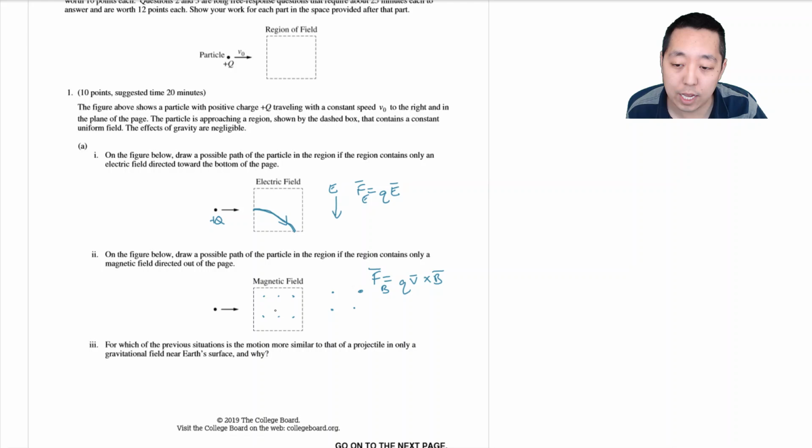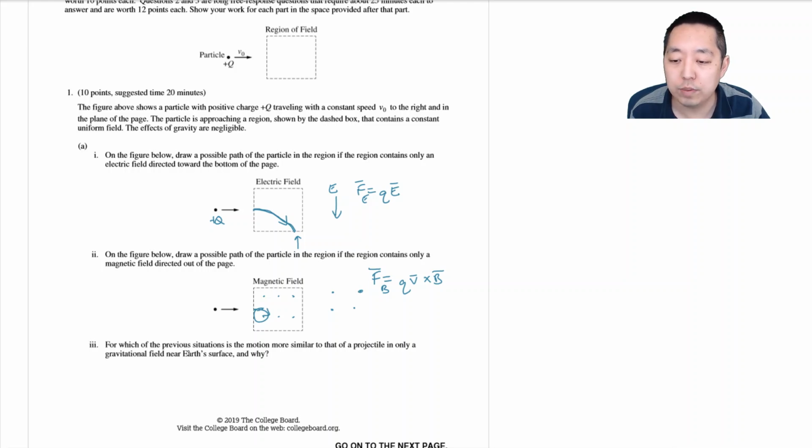Now, initially it is downward, but in the uniform field, it actually moves in a circular motion, so there are a few paths you could have drawn. You could do a circle like this, or you could make it a semicircle, going down like this. Any of those are fine, as long as it has a circular arc to it, whereas this one is more of a parabolic arc.